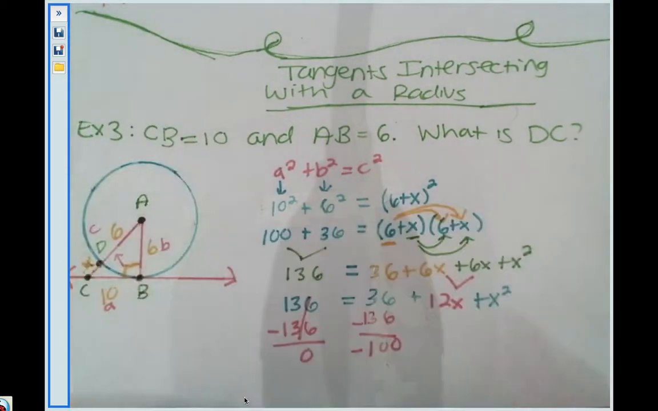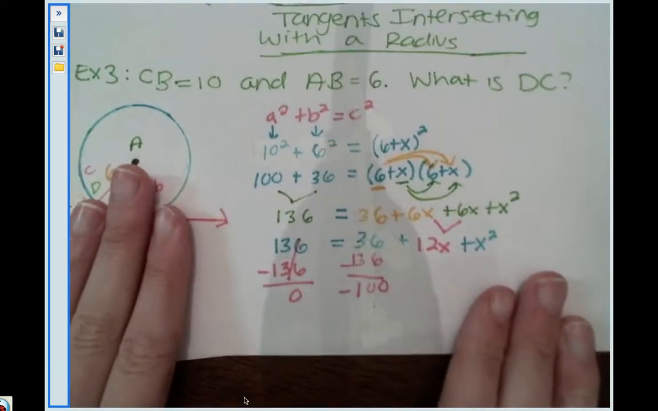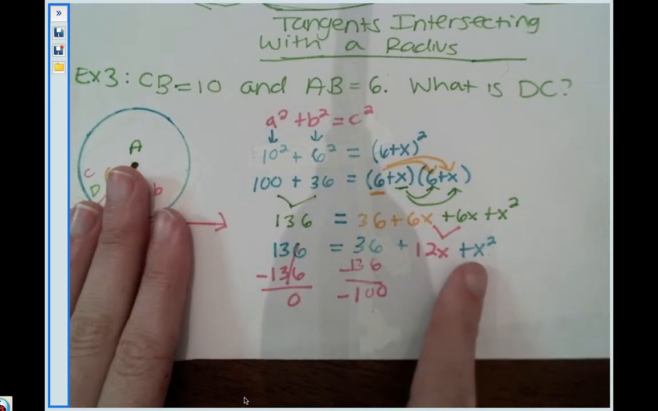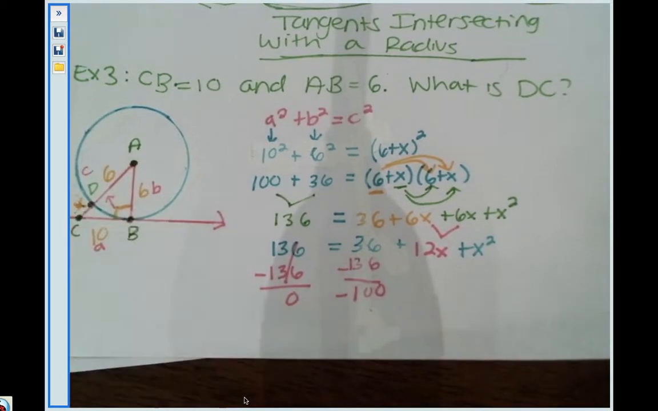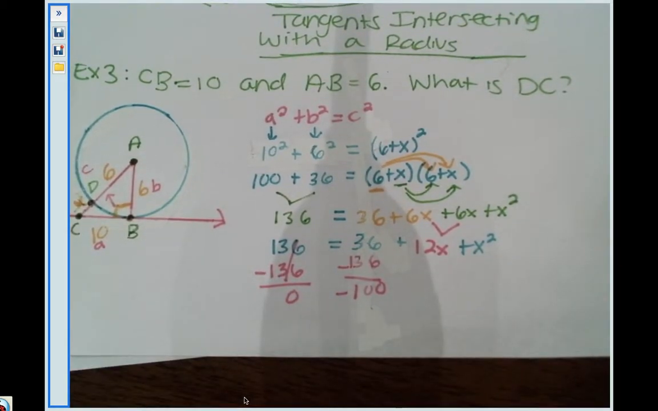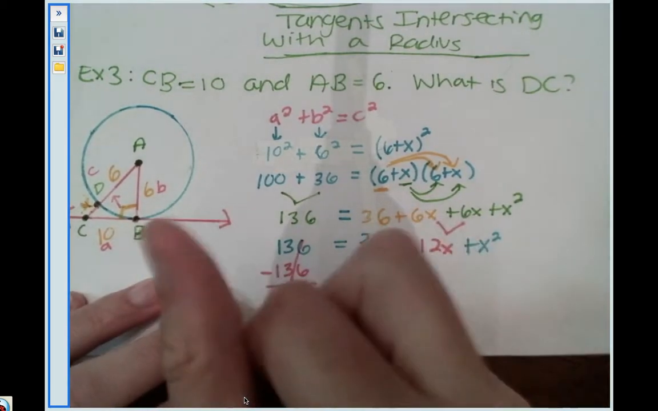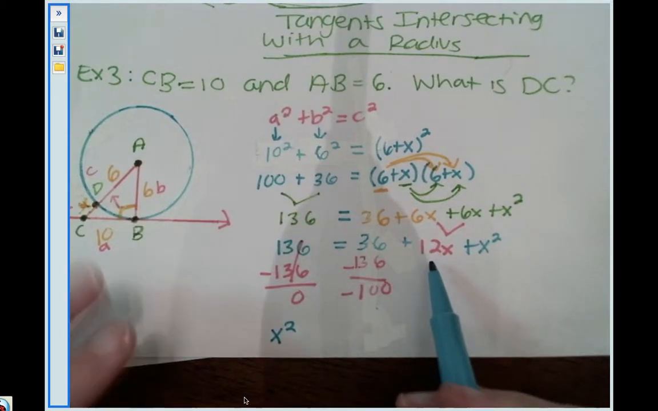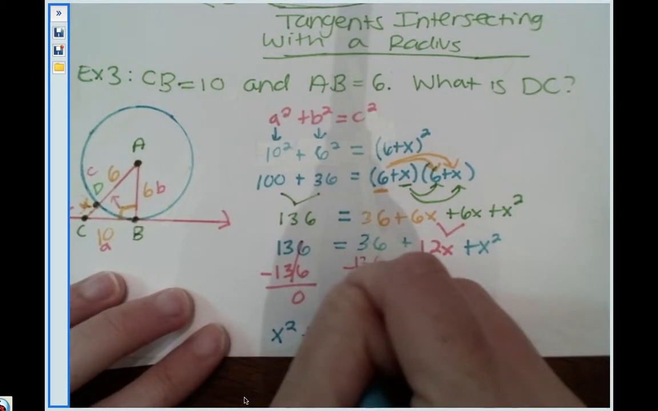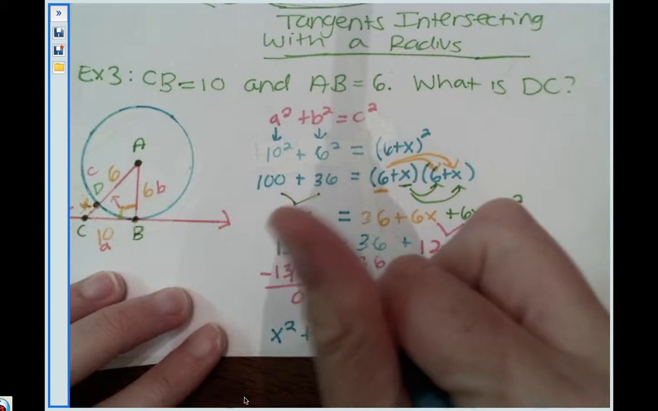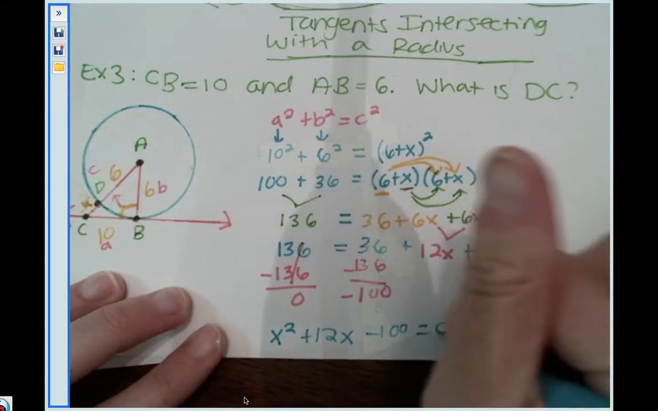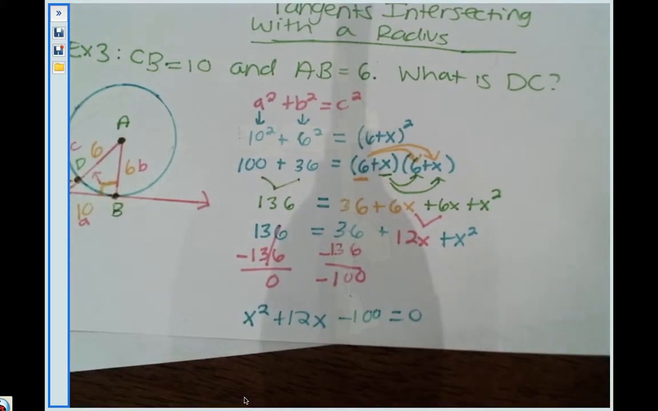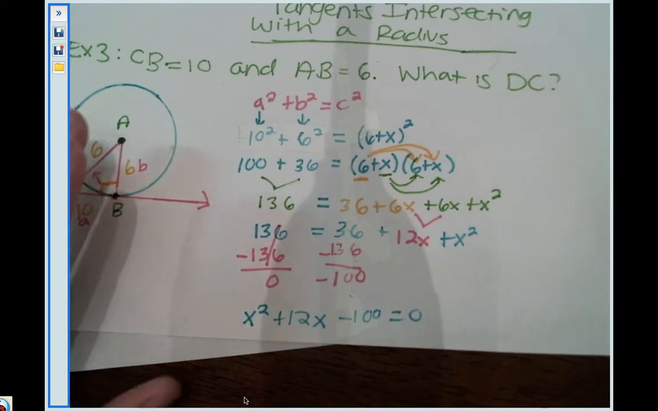Okay, so now I'm going to rotate this around. And don't forget, it's always helpful to write your equation in standard form, which means you start with the highest exponent and go down to the lowest one. So my highest exponent is x squared, so I'm going to write x squared. My next highest exponent term is the 12x, so plus 12x. And then minus 100 equals 0. So I just have flipped the equation around using the symmetric property.